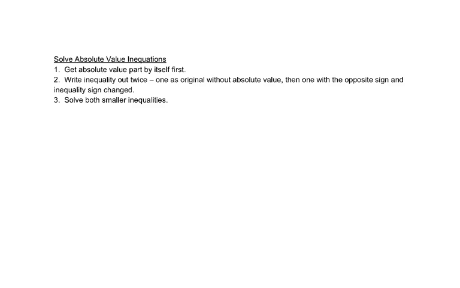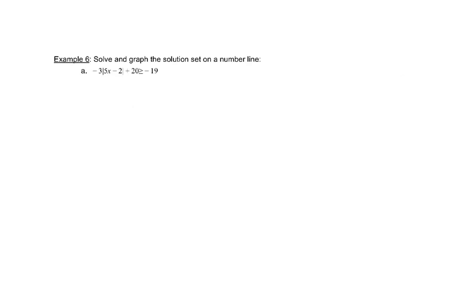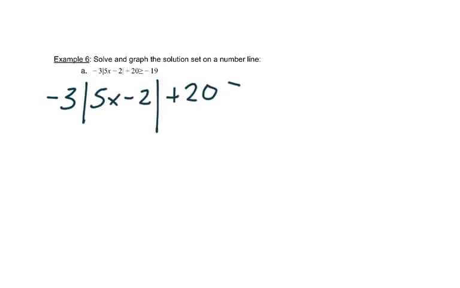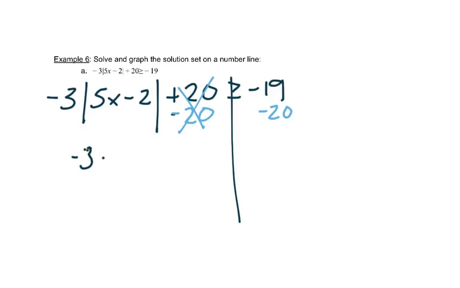Now we can also deal with absolute value inequalities. So this works a lot the same as equations that we did in the last section. The first thing we have to do with an absolute value inequality is to get the absolute value by itself, just like we did with equations. So here's our equal sign or inequality sign. We'll start by subtracting 20 from both sides. And that gives us negative 3. Remember, this is times 5x minus 2 is greater than or equal to negative 39.